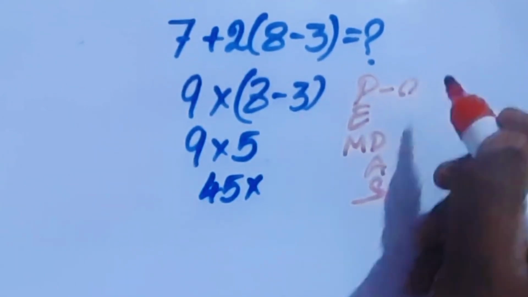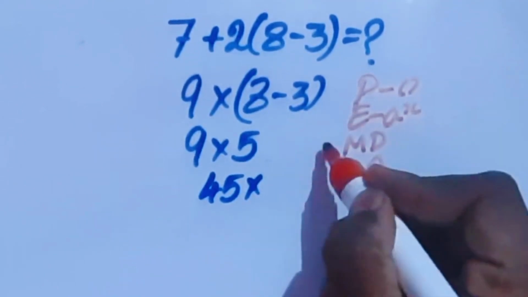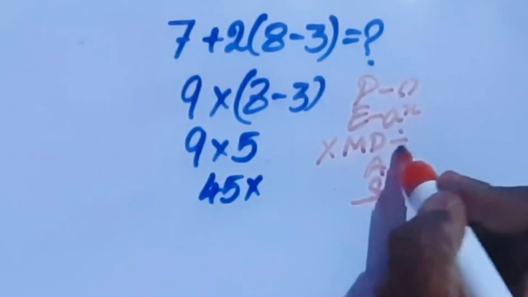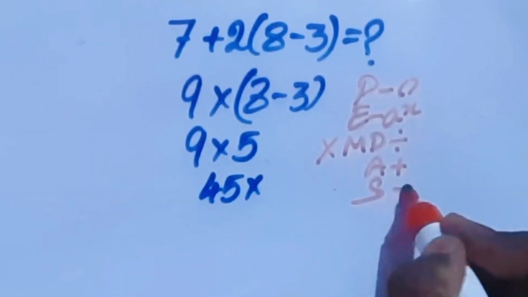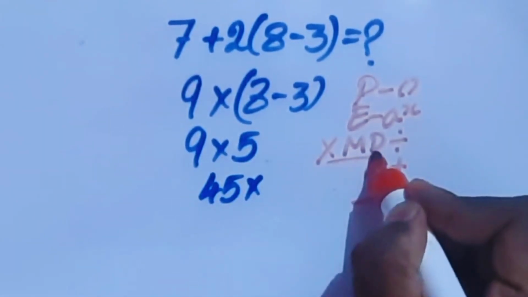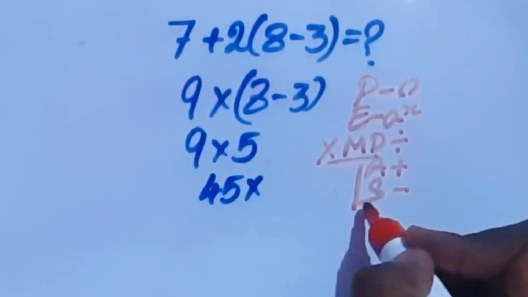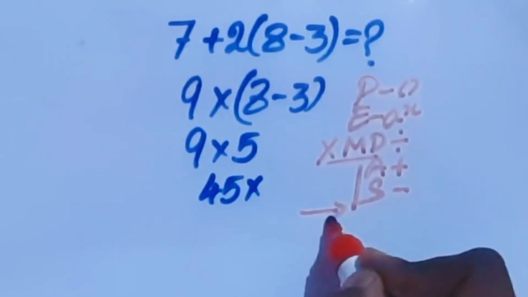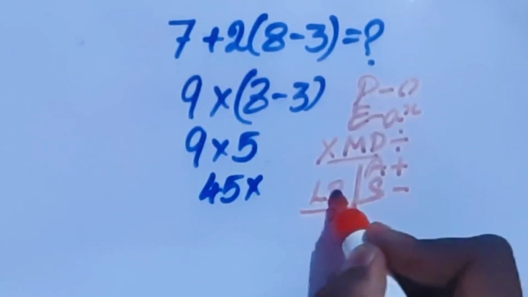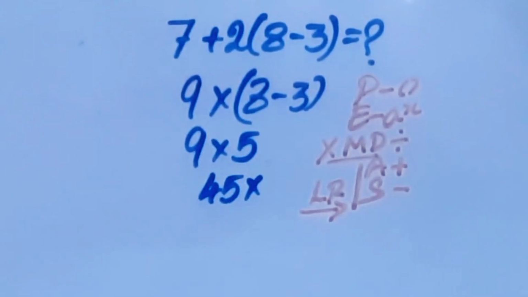This is the bracket, which is higher priority. This is the exponent. M stands for multiplication, D stands for division, A stands for addition, S stands for subtraction. Here multiplication and division both are equal priority. Also, addition and subtraction both are equal priority. For this equal priority, we are going to introduce this left to right rule in the problem.